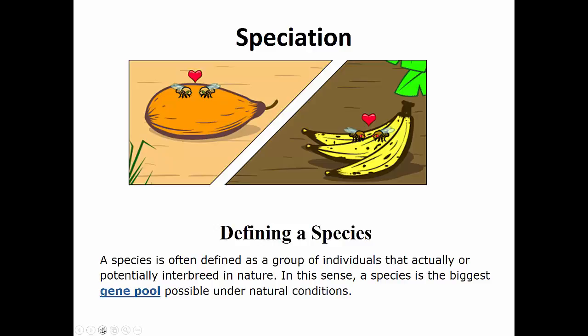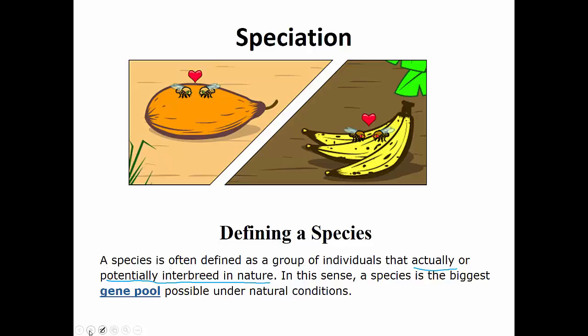So, for example, let's start with defining a species. A species is often defined as a group of individuals that actually or potentially interbreed in nature. That doesn't mean they have to, it just means that they could if they wanted to. So in this sense, a species is the biggest gene pool possible under natural conditions. Keep in mind that from here you should be trying to answer the questions from Blackboard along the way. Okay, you should print that paper out and try and answer these questions.